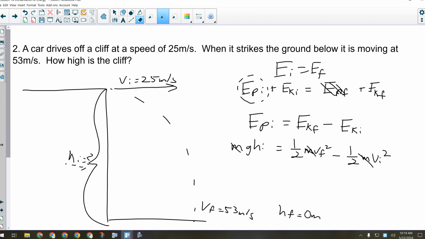What do I have to do to get HI by itself? Divide the other side by G. Right. Divide both sides by G, and get it over on this side. Okay, so I've got that. Can I put in my numbers? I think I'm ready to put in my numbers.